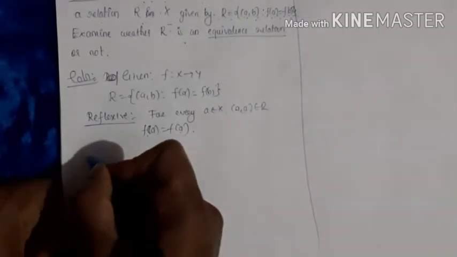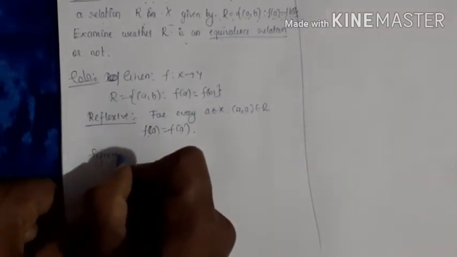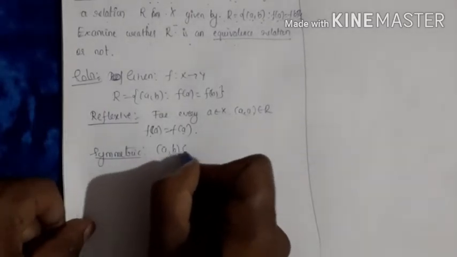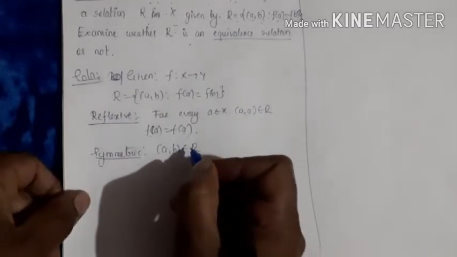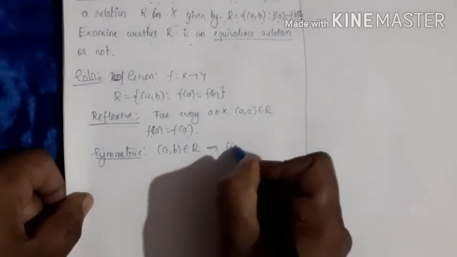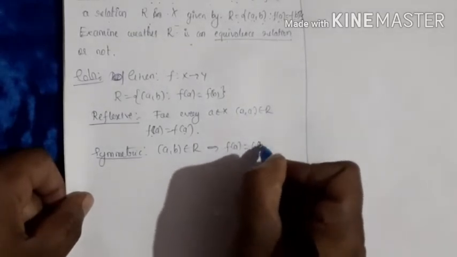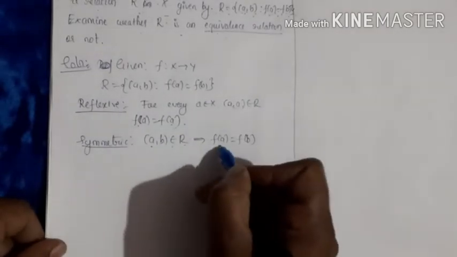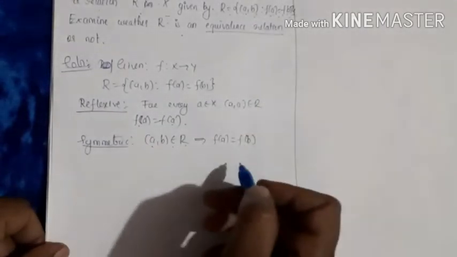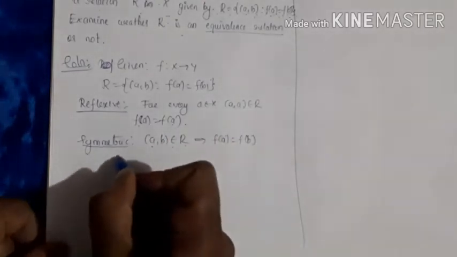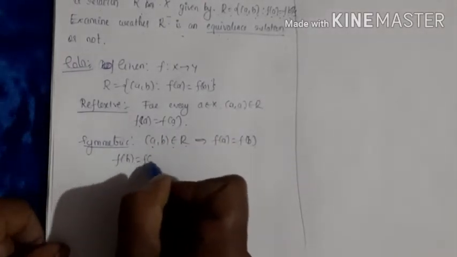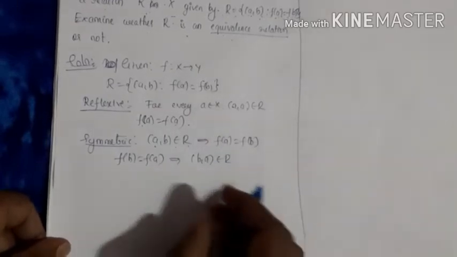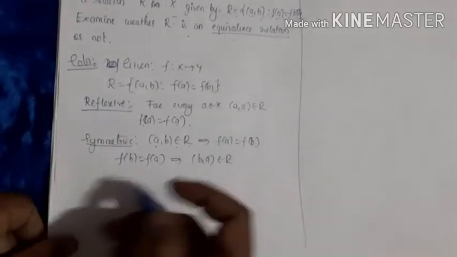Now for symmetric, for (a, b) belongs to the relation R, that implies f(a) equal to f(b). So observe here, (a, b) belongs to R, that means f(a) equal to f(b). So just reverse it, f(b) equal to f(a), that means (b, a) belongs to R. So therefore it is symmetric. And now transitive.